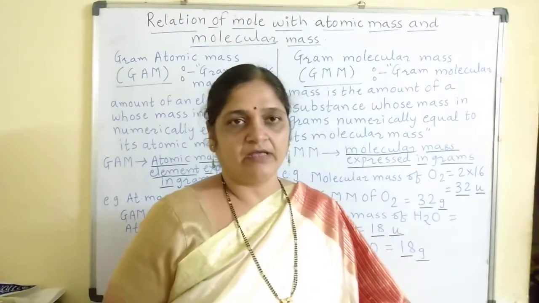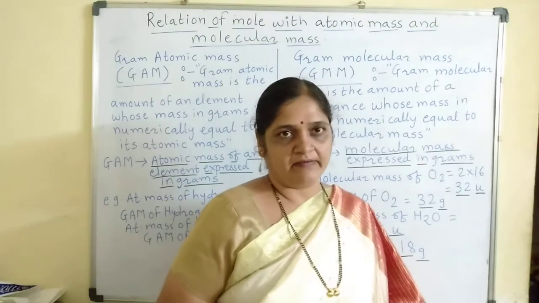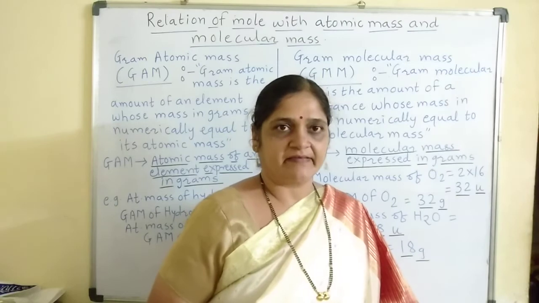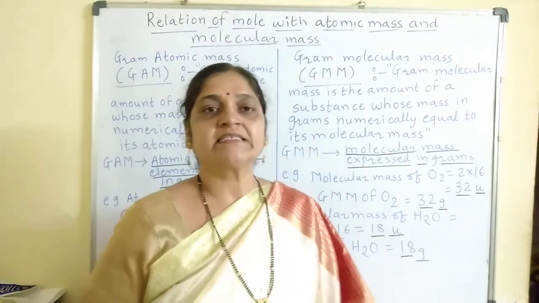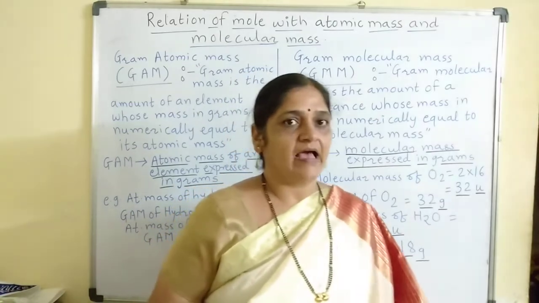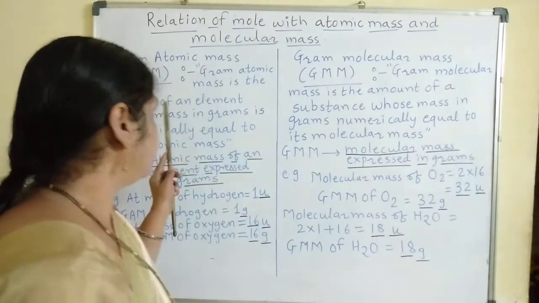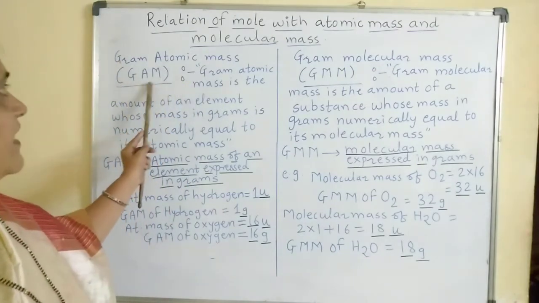How we are counting atomic mass and how we are considering the molecular mass. If we know atomic masses, we can calculate molecular masses. Right? Now we have to see how this gram atomic mass and gram molecular mass is obtained. So first we will see the definition of gram atomic mass, that is GAM.